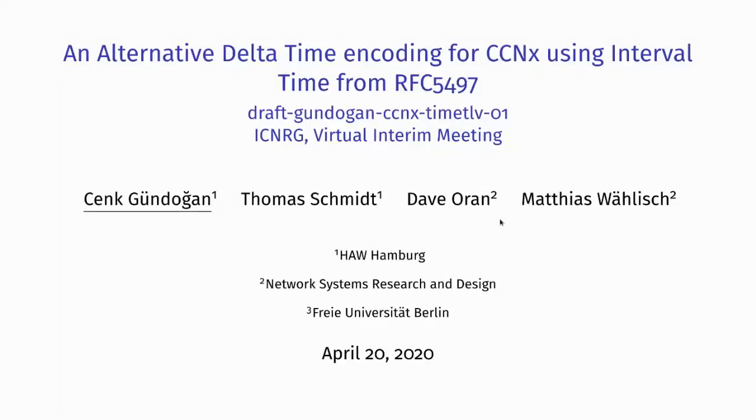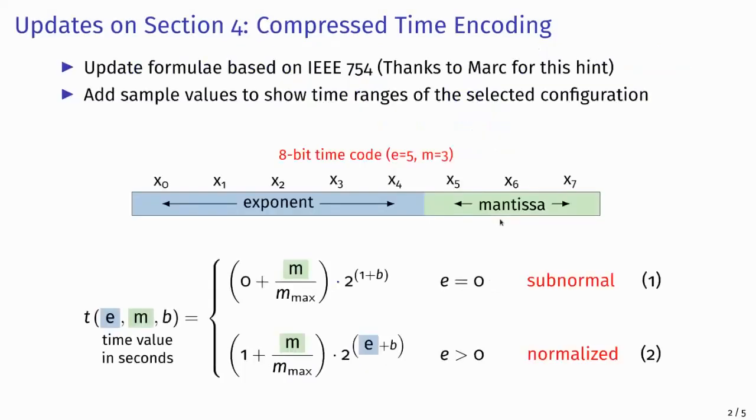Yes. All right, thanks. So in this particular draft, we talk about a compact time representation in the CCNx protocol, especially for the interest lifetime and the content lifetimes. First, we had a version bump a couple of weeks ago from 00 to 01. And we had a major change in section 4, which talks about how we do the time encoding. Basically, we are now using a formula based on IEEE 754, the floating point specification, and thanks to Mark for this hint. And we added a couple of sample values to see which values we get from the compression or which values are allowed to be used.